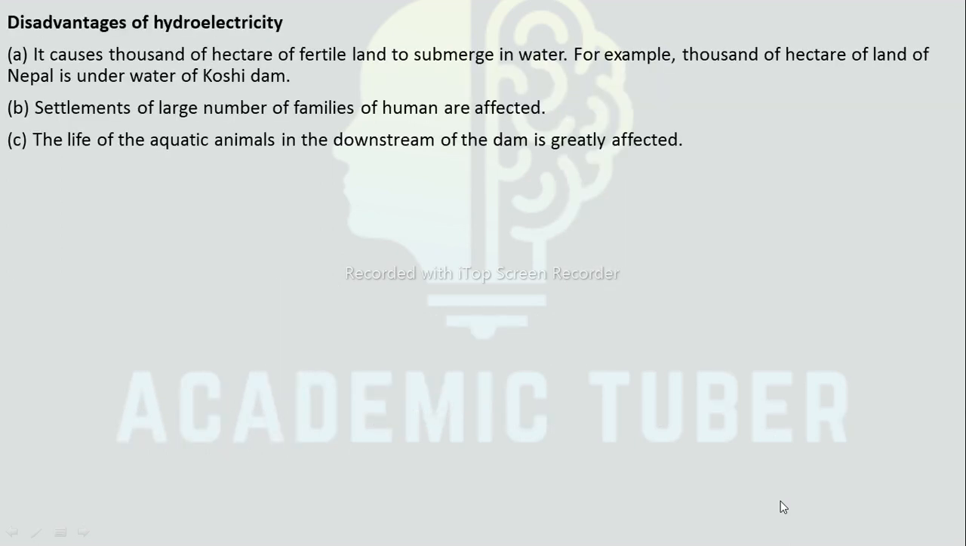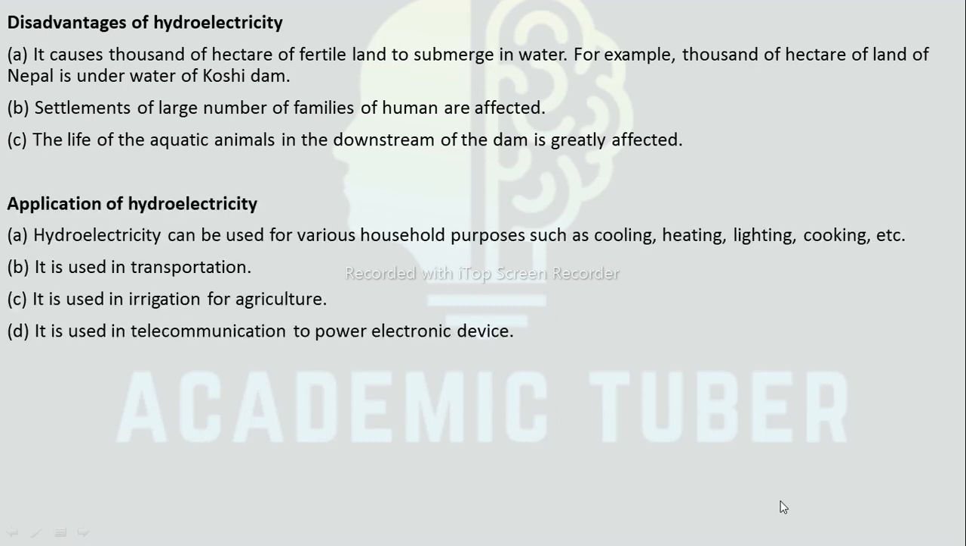Disadvantages of hydroelectricity. It causes thousands of hectares of fertile land to submerge in water. For example, thousands of hectares of land in Nepal are under the water of Kosi Dam. Settlements of a large number of human families are affected. The life of aquatic animals downstream of the dam is greatly affected.